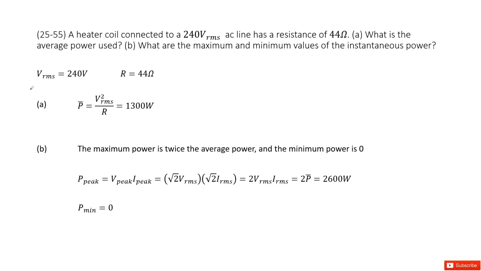You can see the given quantities are Vrms and the resistance. How can you get the average power? So this average power is Vrms squared divided by R. Very straightforward, right? And then you can input the given quantities and get the answer there. The next one asks you the maximum and minimum values for the power.